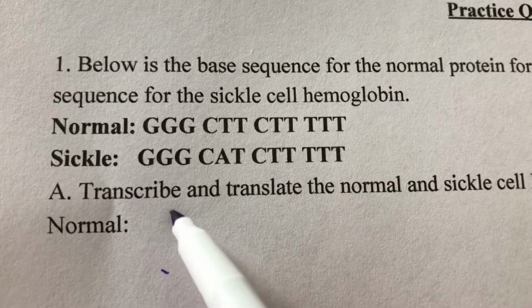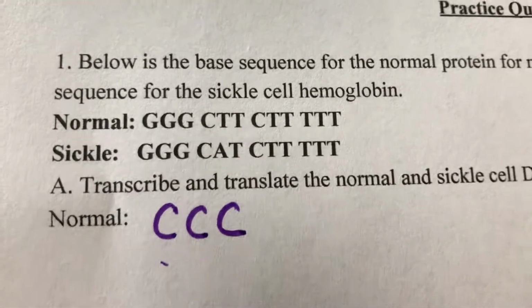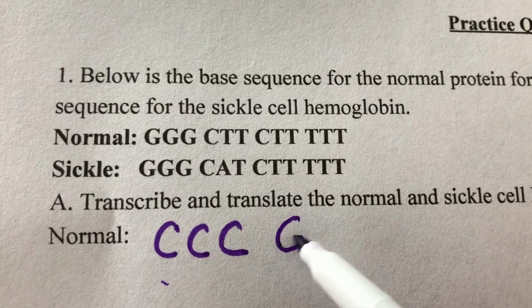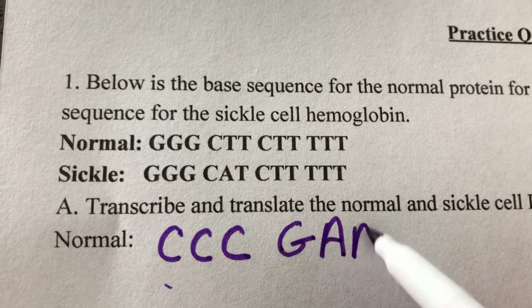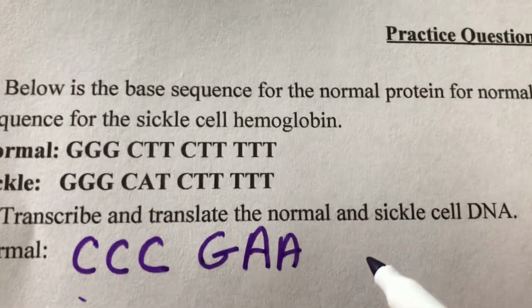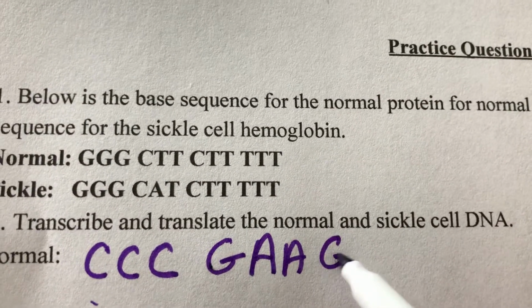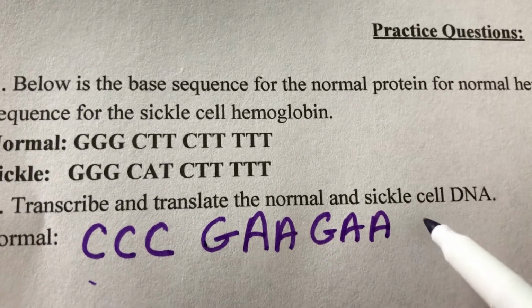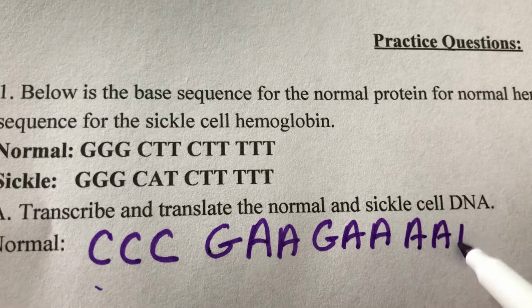GGG would transcribe to CCC. CTT would be GAA, and then remember T goes with A. We have a repeat of CTT, so that's going to be another GAA, and then TTT is going to be AAA.